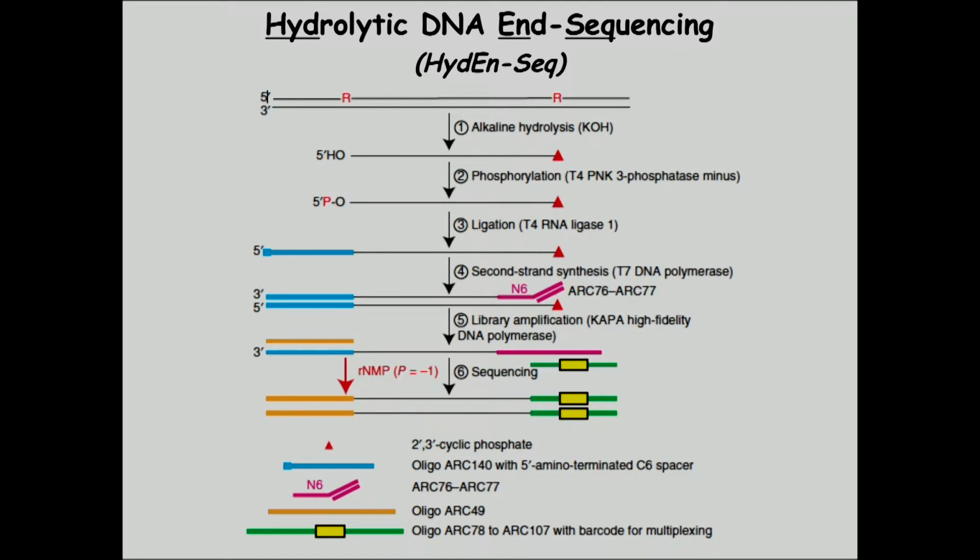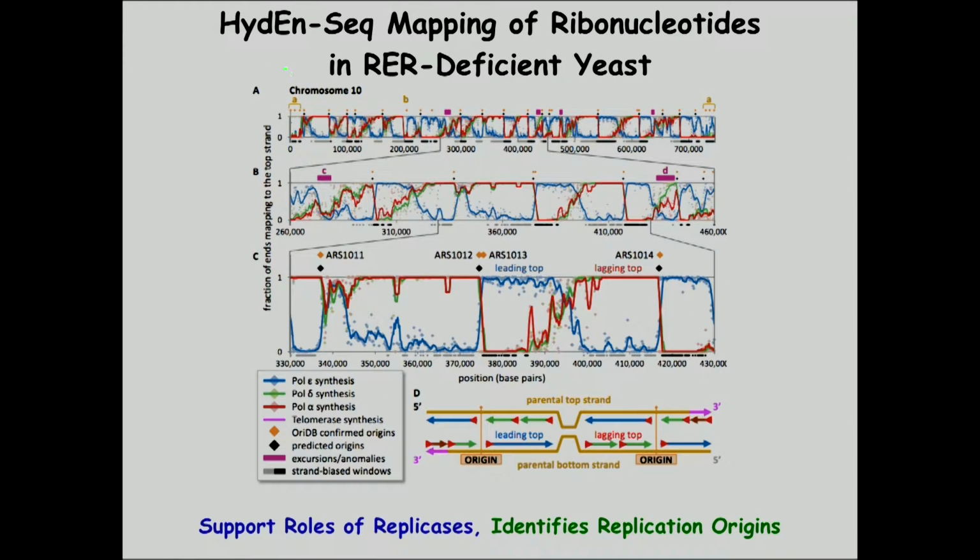One reason we believe that, and this is probably the strongest reason, is we developed a procedure called hydrolytic DNA end sequencing, which took advantage of the fact that replicases incorporate ribonucleotides into DNA, and ribonucleotides render DNA sensitive to treatment with alkaline conditions. We developed a high throughput screening method. In this kind of procedure, we can ask, in strains that are defective in the ability to repair ribonucleotides incorporated by each of the three replicases, alpha, delta, and epsilon, where DNA ends are generated, in our case in budding yeast. And this is the answer: HydEn-Seq mapping of ribonucleotides in ribonucleotide excision repair deficient yeast.